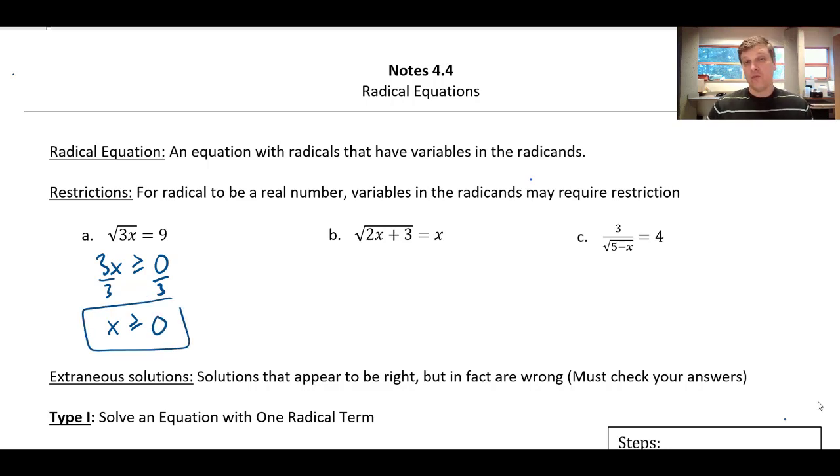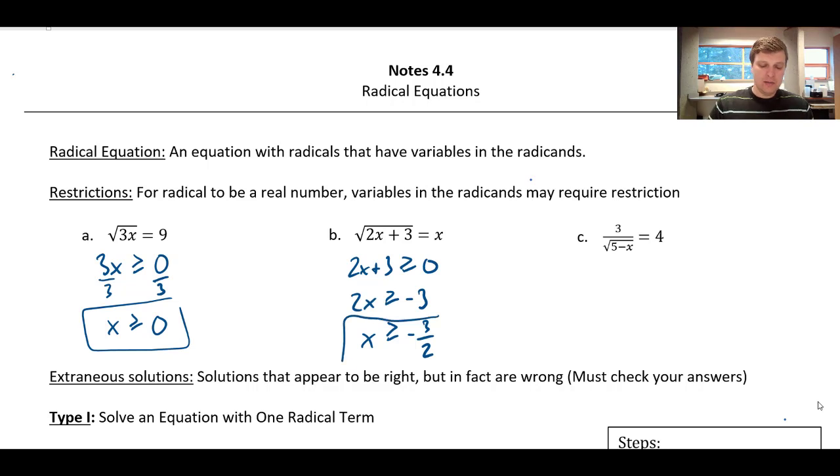If we have something like the square root of 2x plus 3 equals x, there's no restrictions on the right side of the equation, but on the left side, I know that 2x plus 3 must be greater than or equal to 0. And now I solve. I move 3 to the other side. 2x must be greater than or equal to negative 3. And then divide by 2. So x must be greater than or equal to negative 3 halves. And there is my restriction. So pretty straightforward. Essentially, we're just going to take whatever the radicand is and say this thing must be greater than or equal to 0.